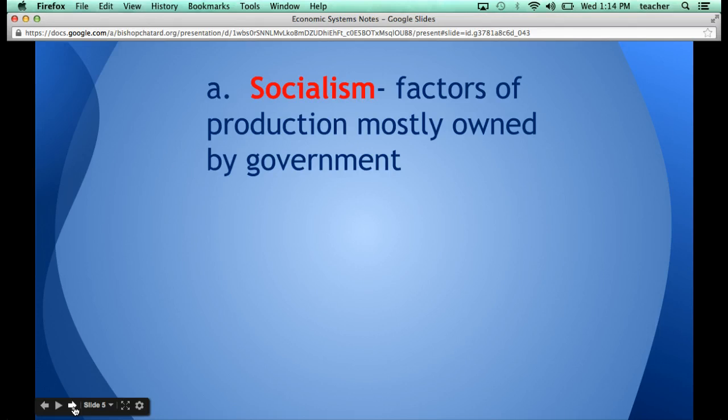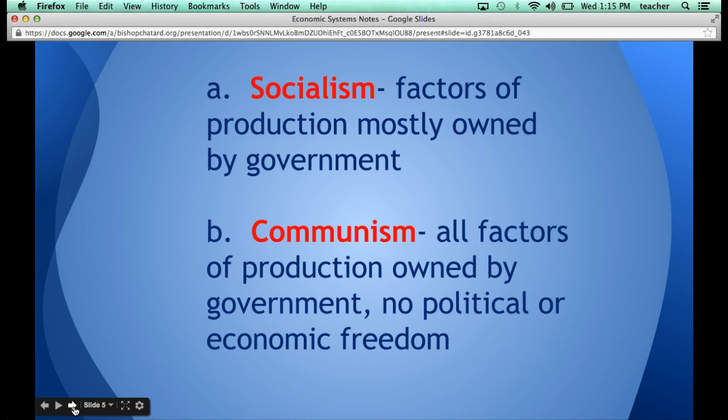Now, does that actually work in actual practice? Not so much, because then you go into the whole idea of who's in power, who makes these decisions, and how good those decisions actually are. The other idea that came out of Karl Marx was communism, which is kind of extreme socialism. It's like socialism on steroids.